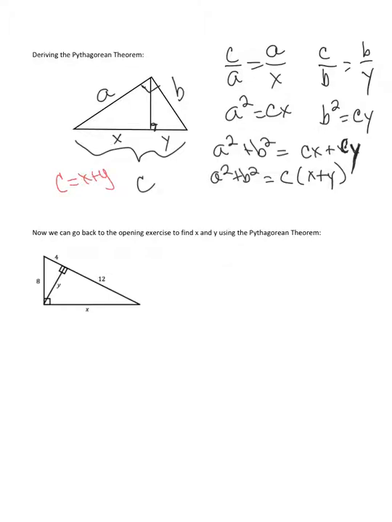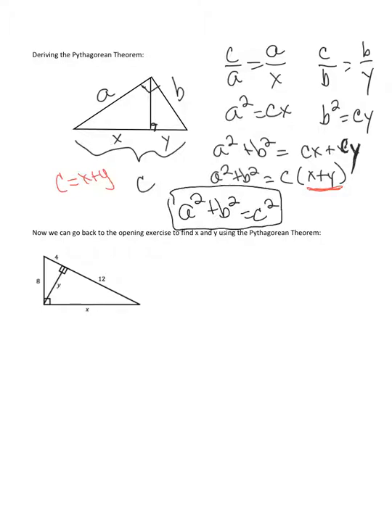What I can do with that is replace this entire expression with just c. When I do that, I get c times c, and I'm left with a squared plus b squared is equal to c squared. There's my Pythagorean theorem.